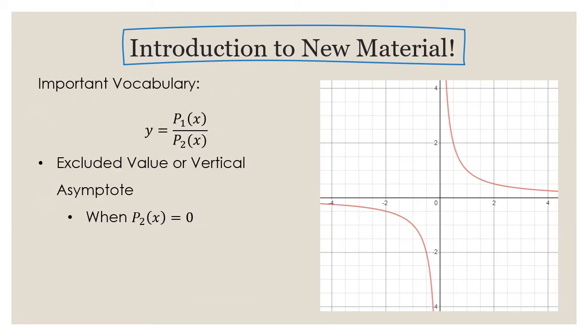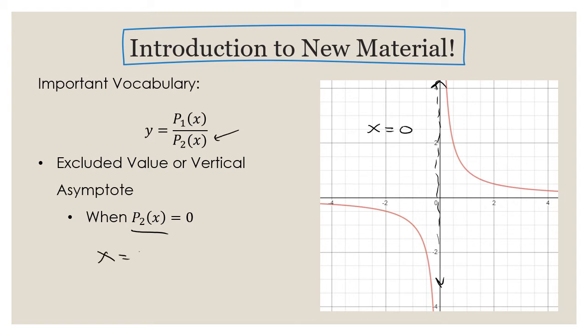So here's some important vocabulary you need to know. An excluded value or vertical asymptote is whenever the bottom polynomial equals 0. So remember, at the beginning our guiding question is what happens when the denominator equals 0? Well, in this case you get something called an asymptote. And if you look at the graph over here, the vertical asymptote is right here. It's just this straight up and down line right at x equals 0.